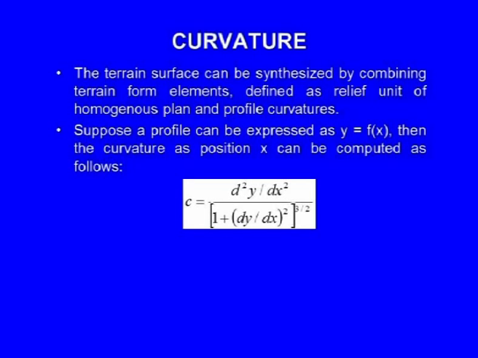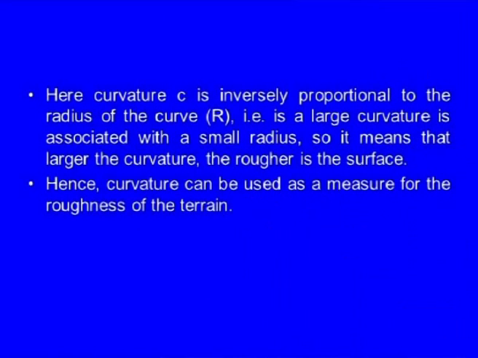The next descriptor is curvature. The terrain surface can be synthesized by combining terrain form elements defined as relief units of homogeneous plan and profile curvatures. Suppose a profile can be expressed as y as a function of x, then the curvature at position x can be computed as C is equal to the second differential of y with respect to x divided by 1 plus the first differential dy by dx whole square, raised to the power 1.5. Here, the curvature C is inversely proportional to the radius of the curve R, that is, a large curvature is associated with a small radius.